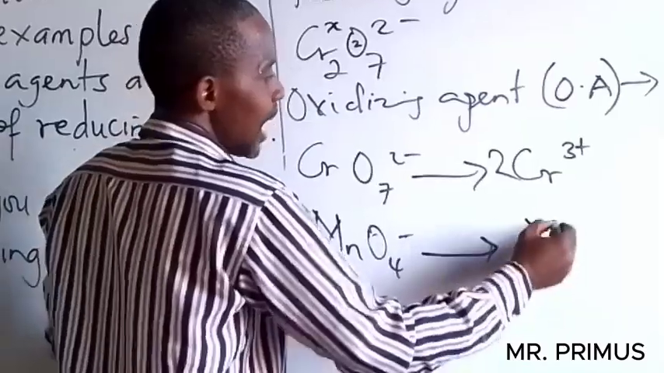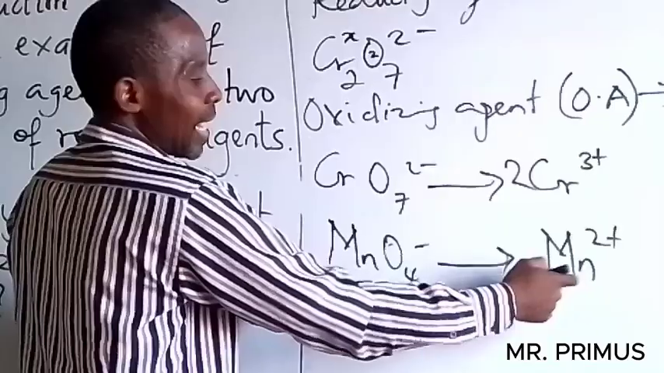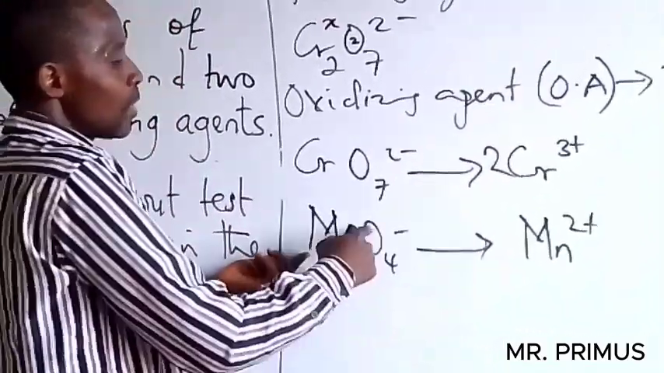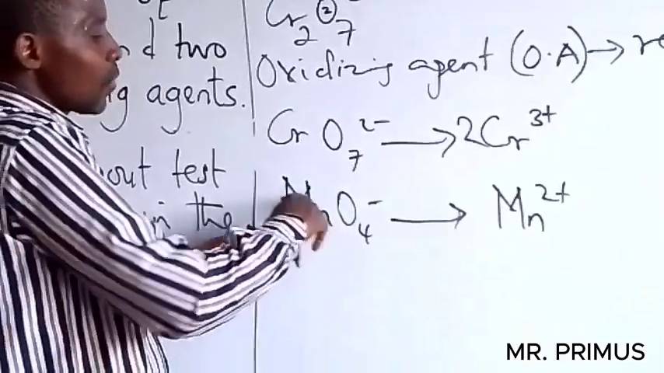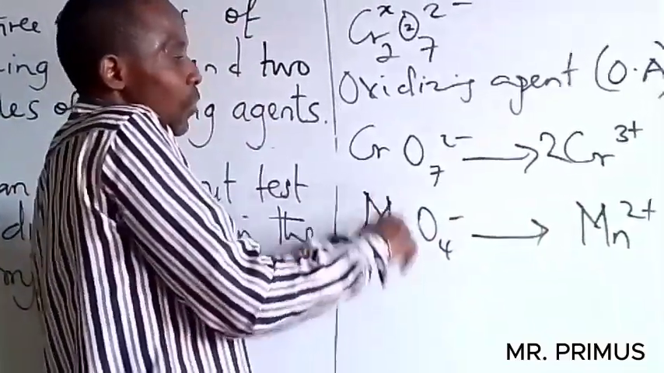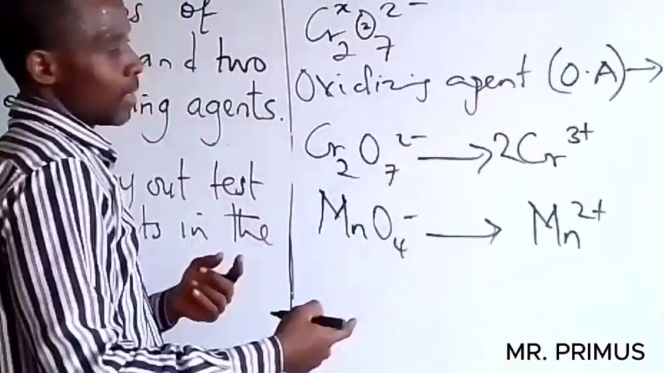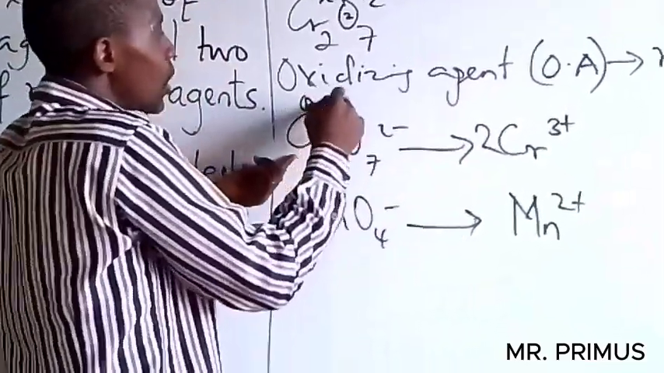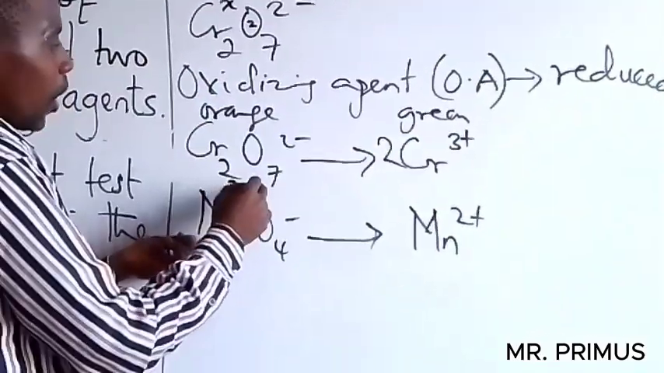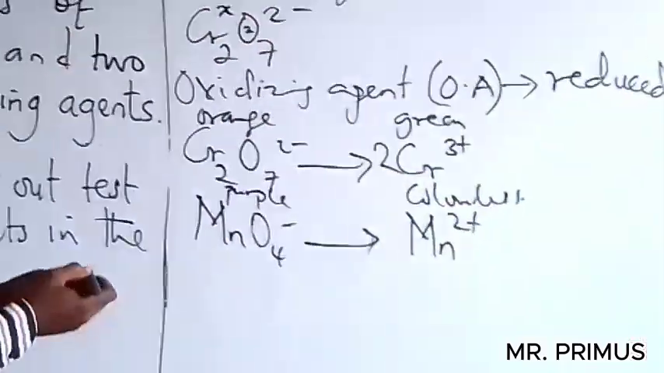It turns from 7 to 2. This manganese 2 ion is colorless. So as an oxidizing agent, it reduces from 7 to 2. This one reduces from what? From 6 to 3. So now this one is orange, while this one is what? Green. This one is purple, while this one is what? Colorless. This is how it happens.